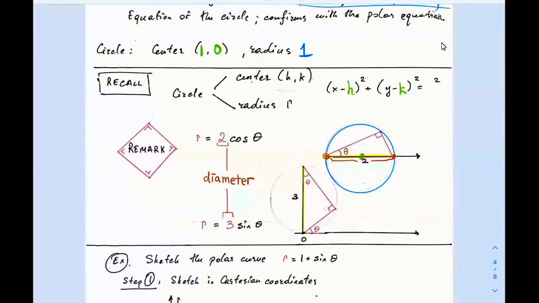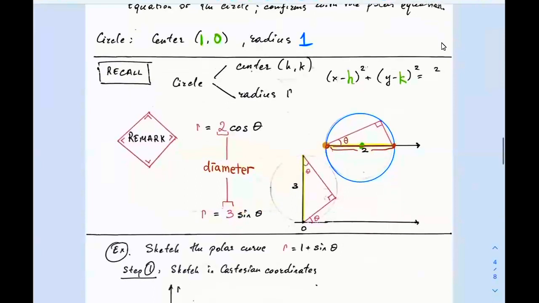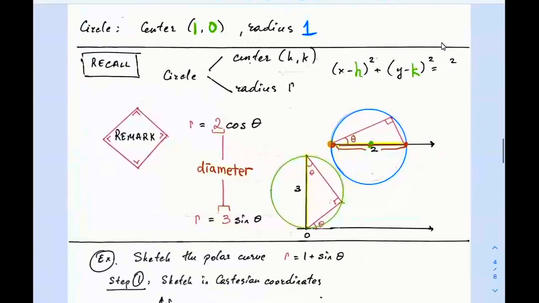And when this is a number times sine theta, you're going to get also a circle, but this time the circle is going to be this way. Okay, one more time. All right, so this time the center is going to be located at theta equal pi over 2. So over here, you see the center is going to be over here.